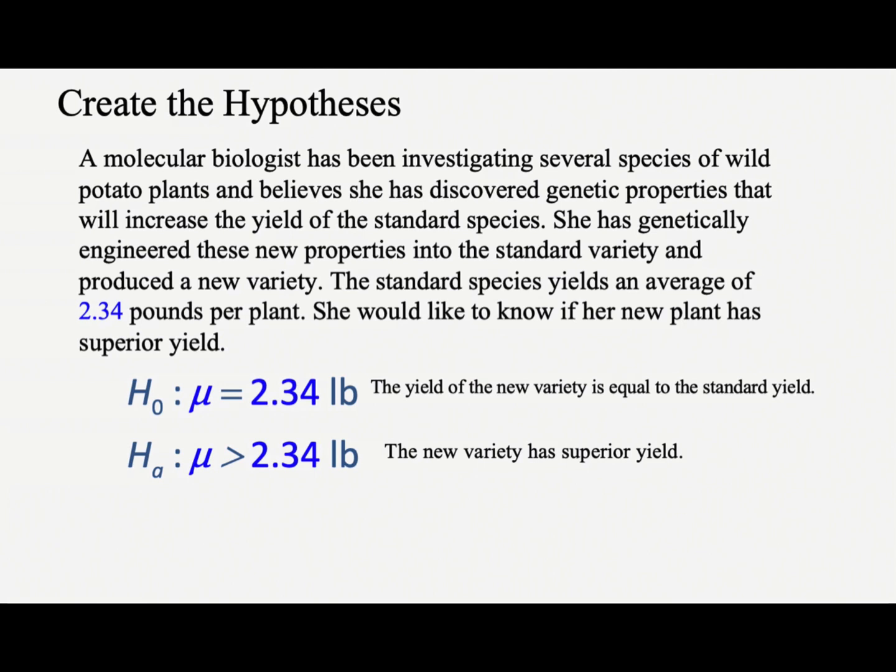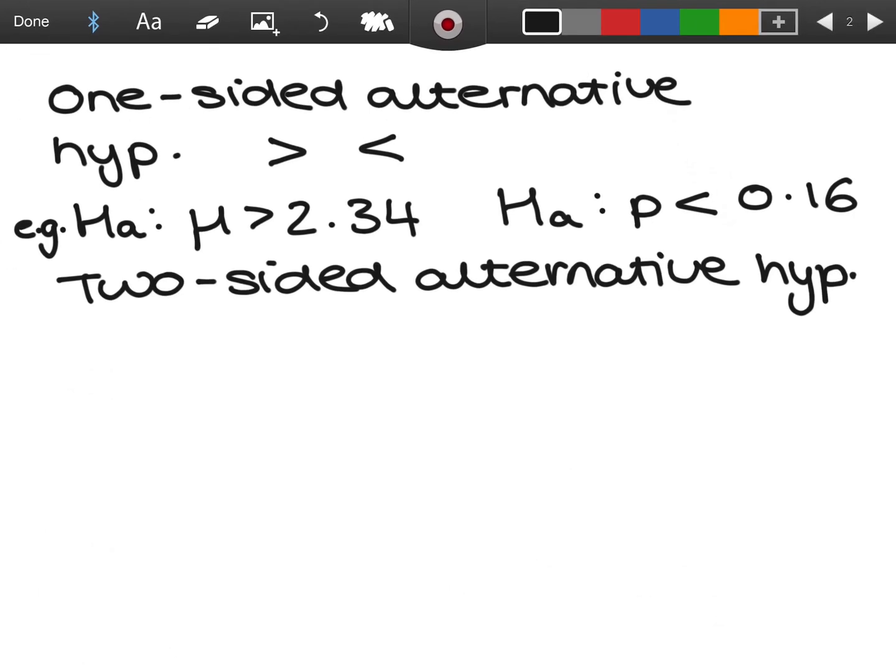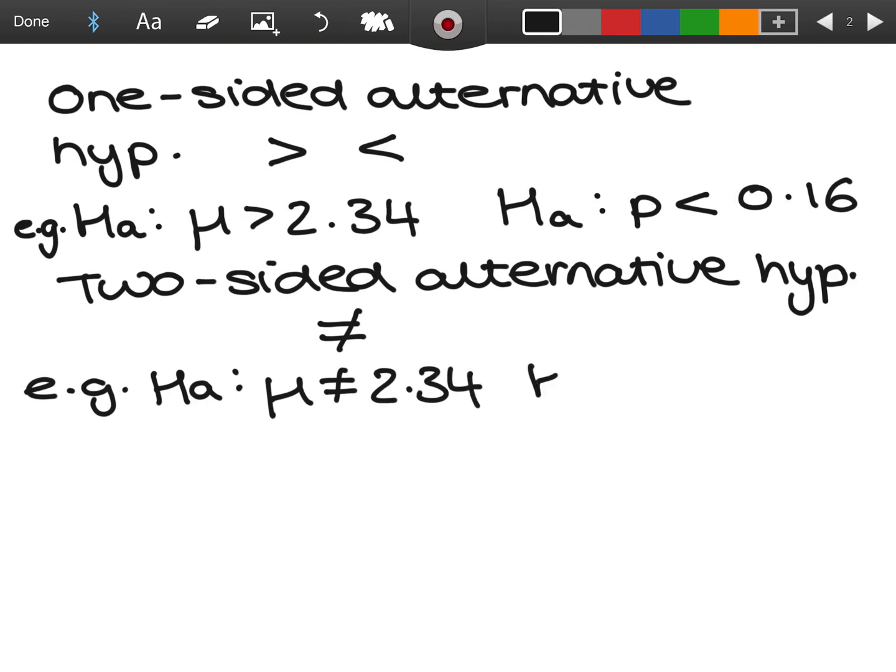So if it just says that we think it's different than that mean, then it's a two-sided alternative. So a two-sided alternative hypothesis is just anything that has a not equals in it. So you'd have something like the alternative hypothesis would be that the mean doesn't equal 2.34. Or if you're dealing with proportions, it could be does not equal 0.16.